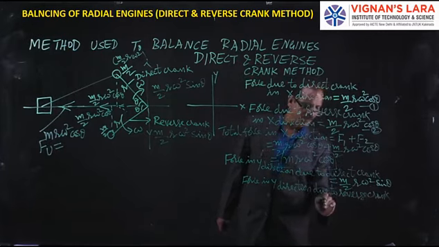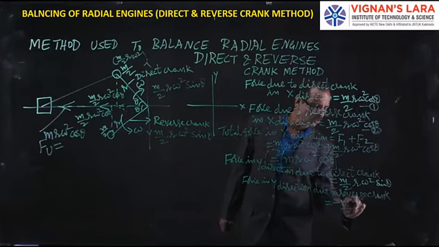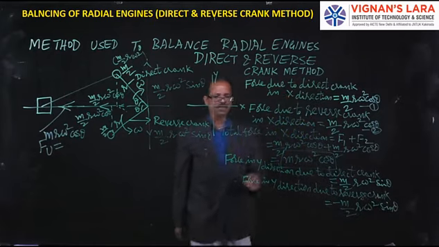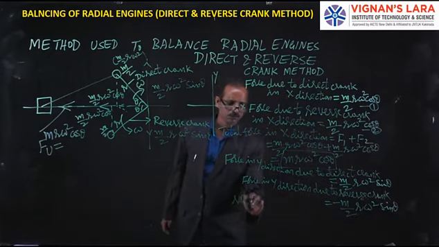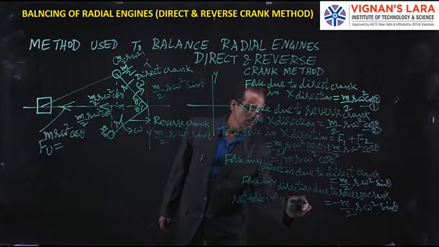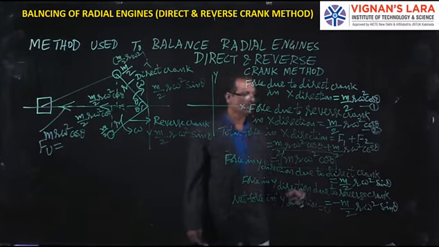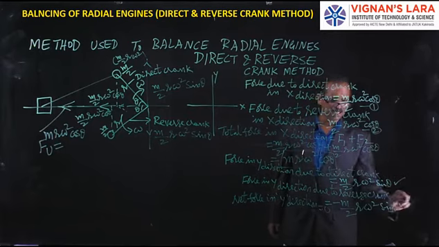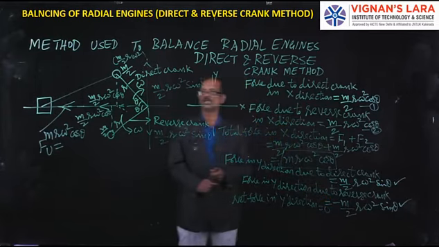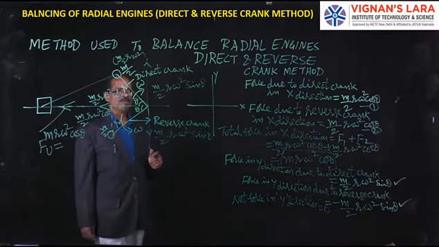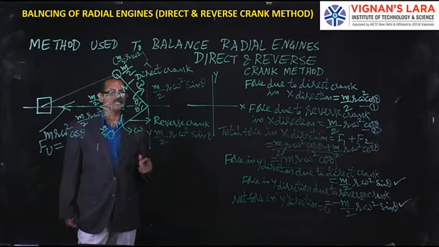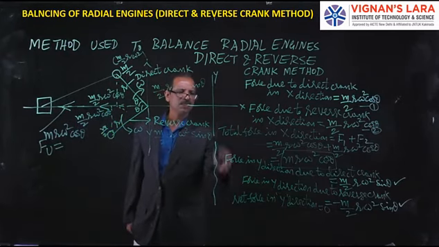The magnitude is the same with a sign of negative: minus m by 2 r omega square sin theta. The net force in y direction is 0, because this is a positive value and this is a negative value, both having the same magnitude. So the net force in y direction is 0. In this way we analyze the direct crank and reverse crank method as far as primary forces are concerned. So this analysis is for primary forces.